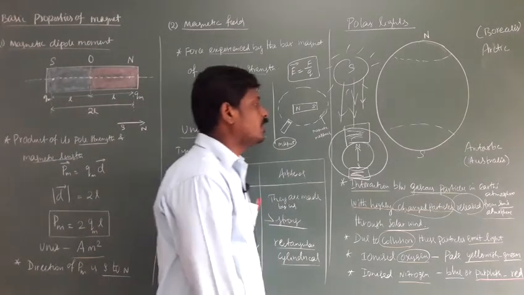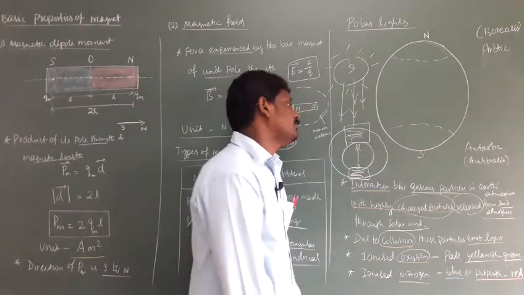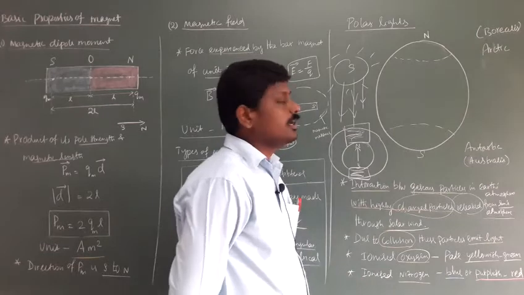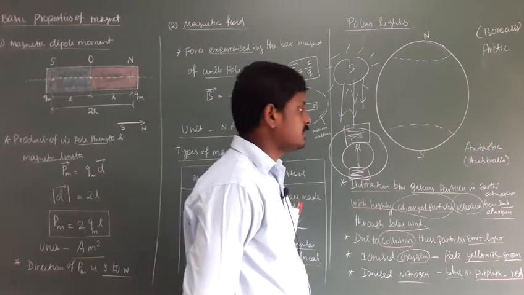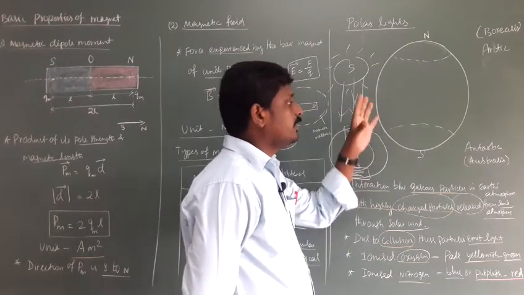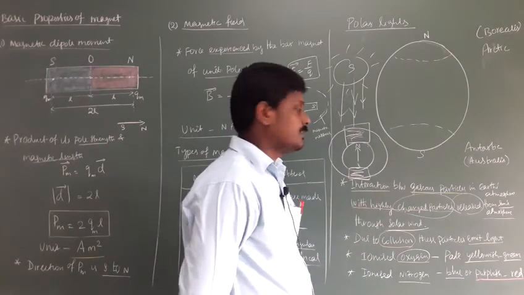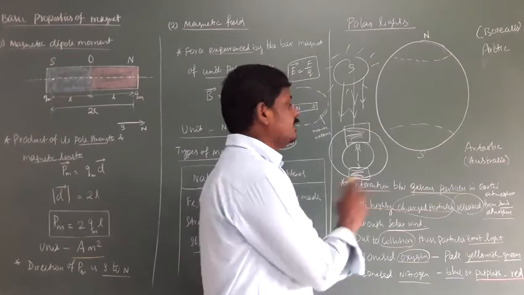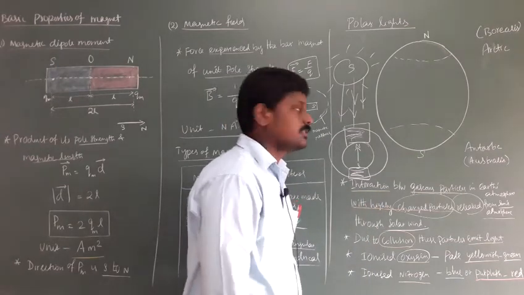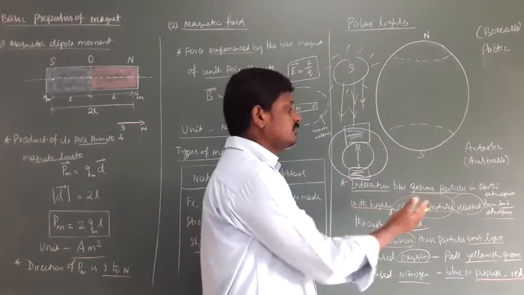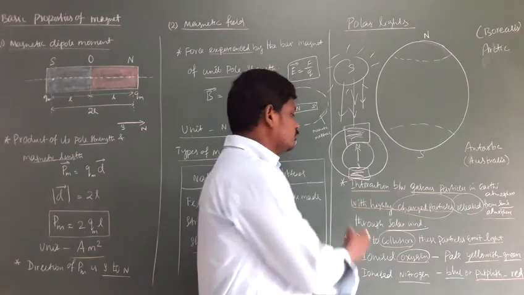And finally, polar lights. In the northern hemisphere and southern hemisphere, people see the aurora borealis and aurora australis. That is, people living in Arctic and Antarctic regions at high altitudes see the polar lights. That is due to interaction between the gaseous particles present in the Earth's atmosphere with the highly charged particles released from the sun's atmosphere through the solar wind.